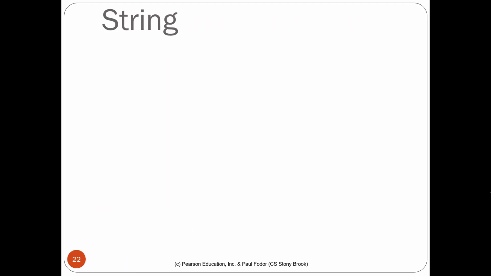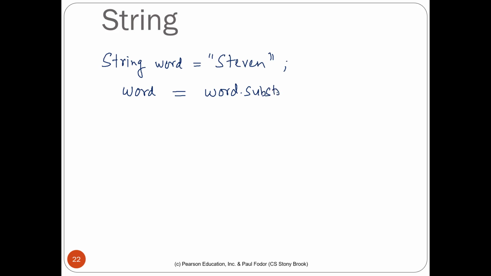Example, string word Steven. You have string, the name of the variable is word, and this word stores Steven. And then what are you doing? You're saying let's change this word thing, which is Steven, and in place of Steven I want word dot substring 0 to 5. Alright, 0 1 2 3 4 5, so it will be till Steve.